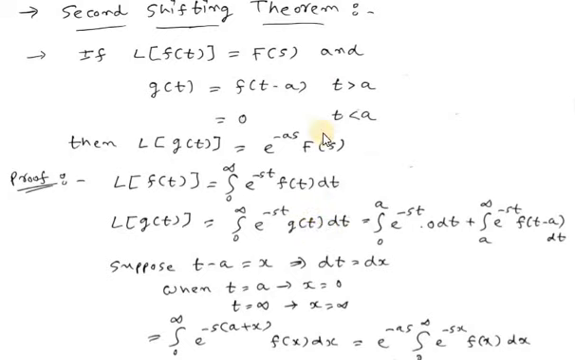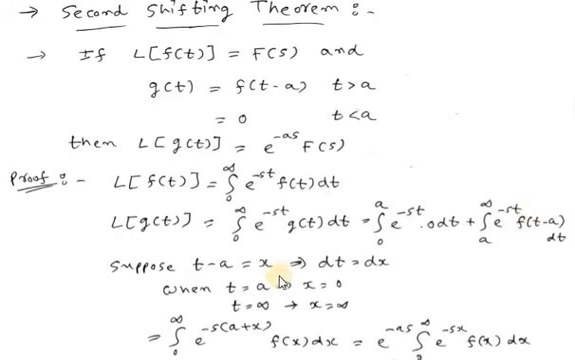Now the g(t) function is defined for t greater than a and t less than a. So we will apply the break at point a. So it will become integration from 0 to a e raised to minus st, and for t less than a, g(t) is 0, so 0 dt, plus integration from a to infinity e raised to minus st, and for t greater than a, g(t) is f(t minus a) dt. Here the first integrand is 0, so this whole integration will become 0. Now we will solve the remaining integration only.